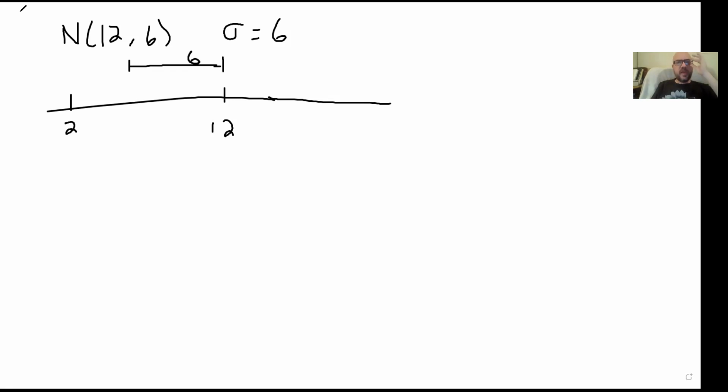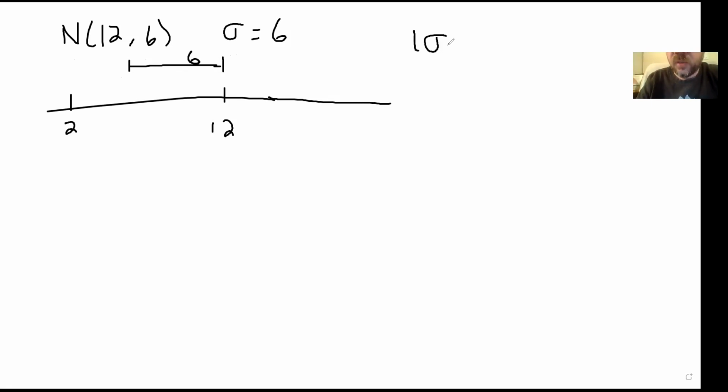Right, so that's essentially what a standard deviation is measuring, distance from the mean, or z-score is measuring how many standard deviations we are from the mean. So this is 6, and then we have a little bit more past that, right? So 6 goes this far, and then we got a little bit more, but not quite 2 whole standard deviations, which would be 12 and all the way down to 0.